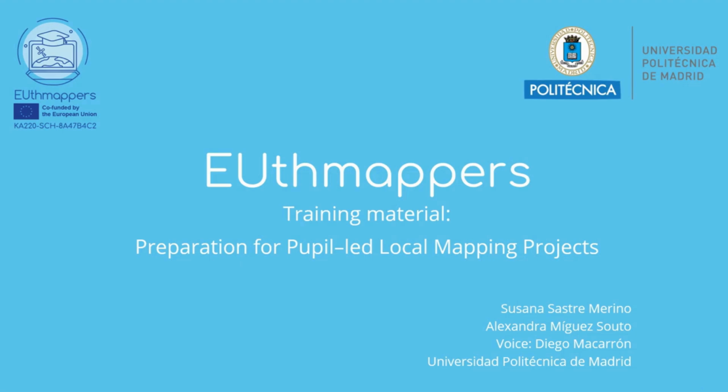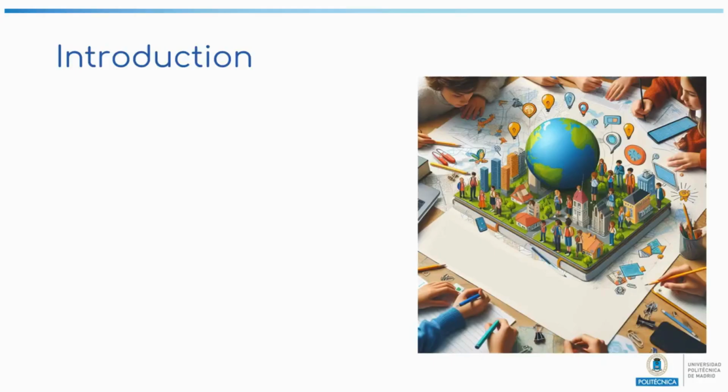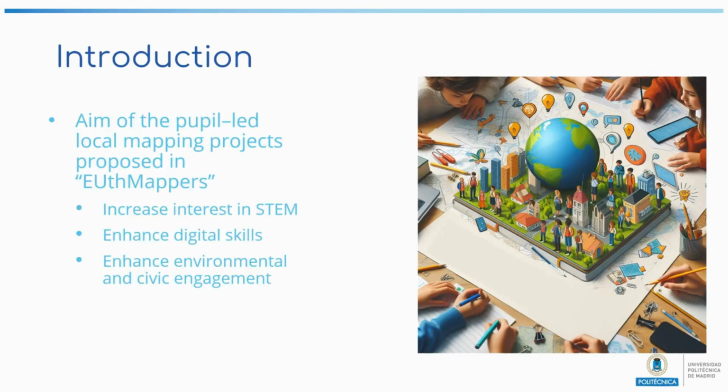This video will provide you with practical guidance to begin preparing pupil-led local mapping projects in a school. The aim of pupil-led local mapping projects proposed in the EUthmappers project is to increase the interest of secondary school pupils in STEM matters and to enhance their digital skills and their environmental and civic engagement, by introducing them to the use of open-source geospatial tools finalized at the development of open, collaborative, and inclusive mapping projects based on the OpenStreetMap platform.